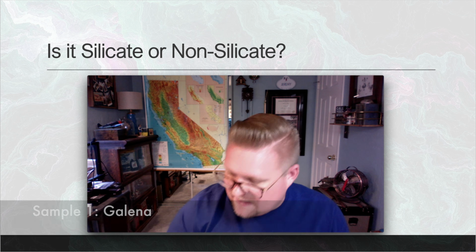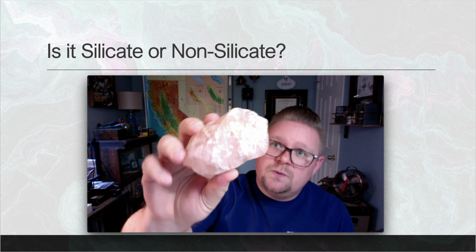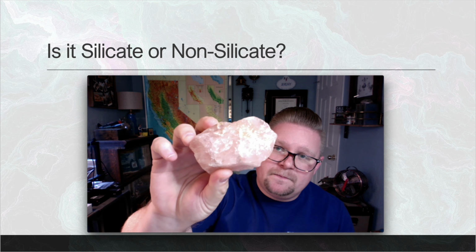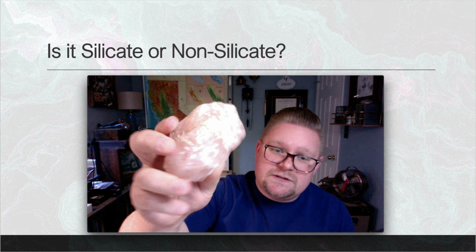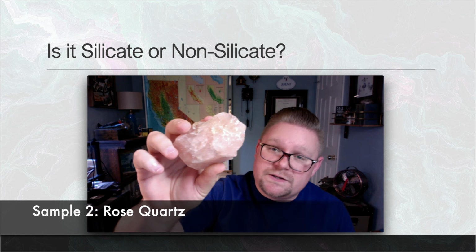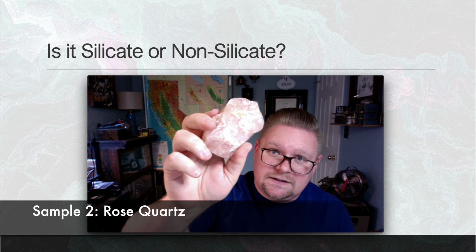The next sample I have is a really shiny, pretty piece, very glassy. We see that it has conchoidal fracturing. We do know it's pink, but the main piece here is that this is a piece of rose quartz. Is it a silicate or a non-silicate?